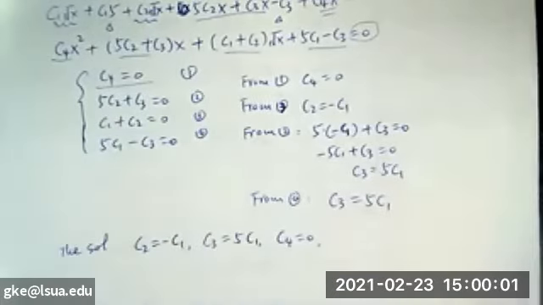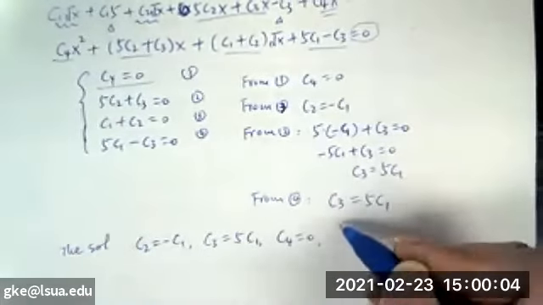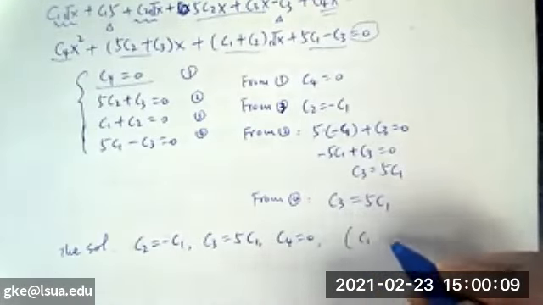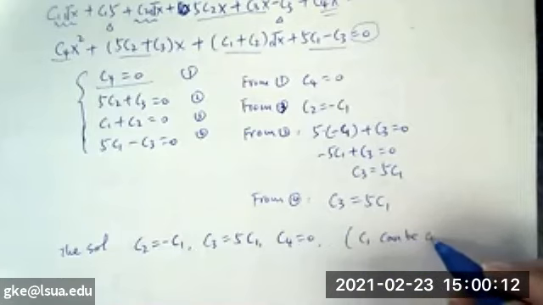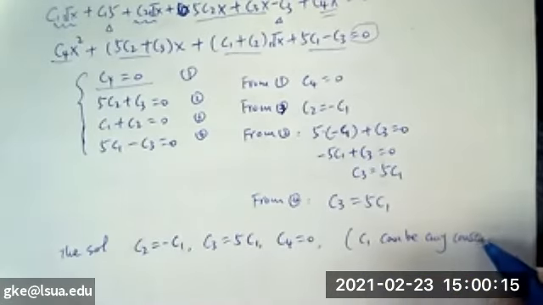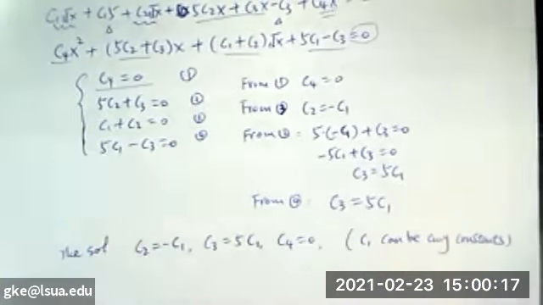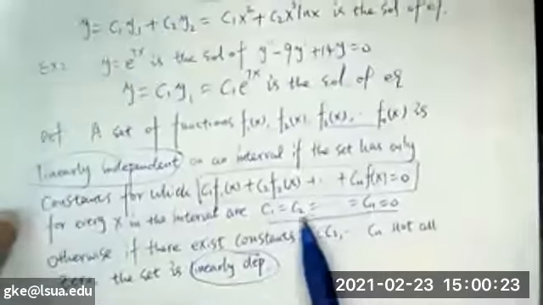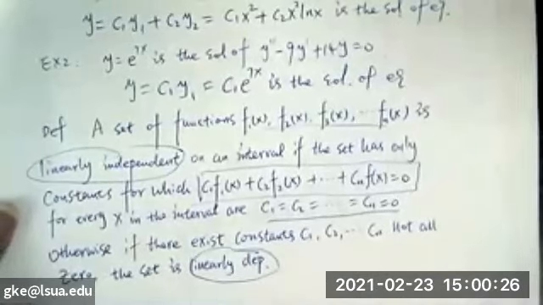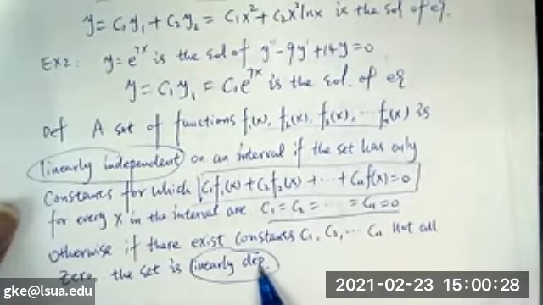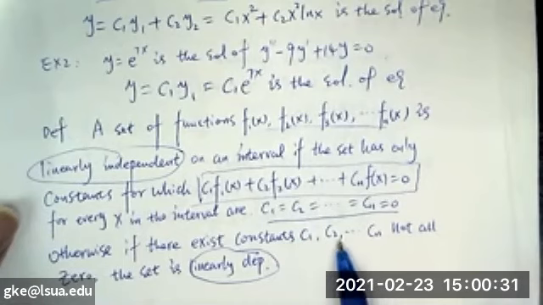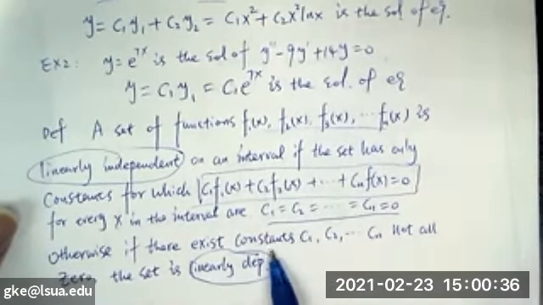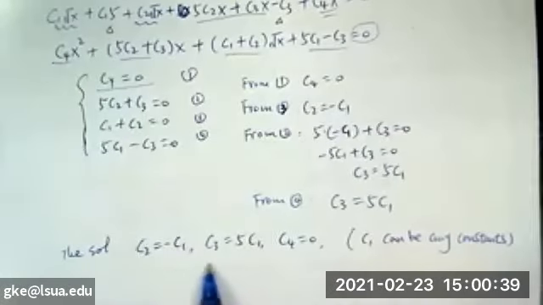And as we know, C1 can be any constant. That means, based on the definition, this set is linearly dependent. We can find non-zero constants.